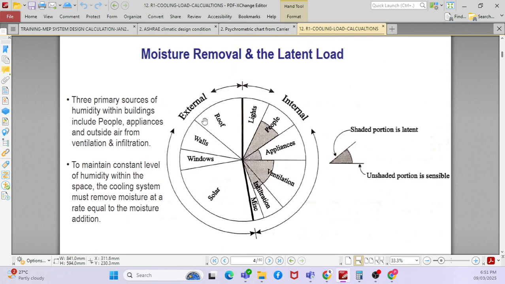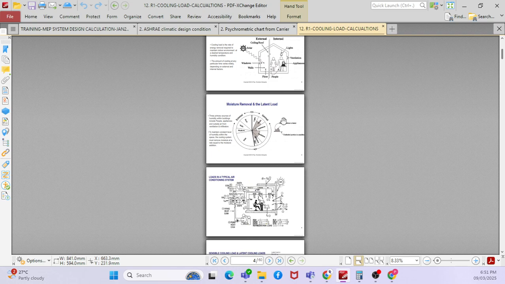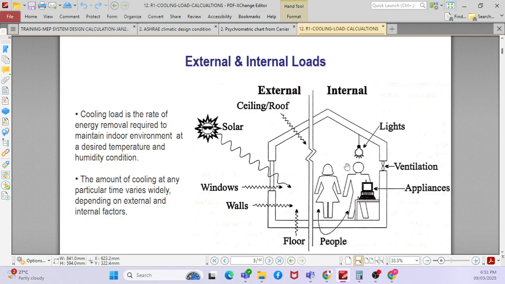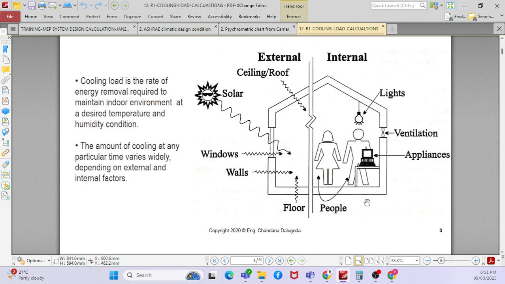So there are external loads and internal loads, right? When you say there are heats inside the building, where does the heat come from? For example, heat coming from light, and heat coming from the windows, the walls, floor, people. So these are the heats, right? Say, for example, you are a mechanical engineer going to do the air conditioning for particular rooms. In the particular room, you are going to calculate what cooling load is required.